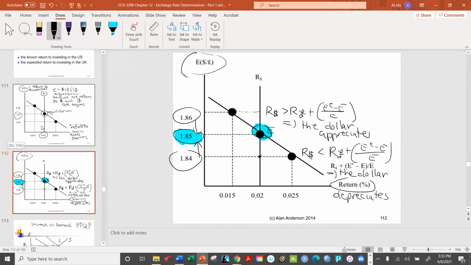Okay, so now what do we need to analyze? Well, what happens if there's a change in one of these curves? What would that do to our equilibrium exchange rate? Now, that's an important question, because these variables can change very quickly and very easily. And we need to understand how that affects the strength of the dollar and the pound.